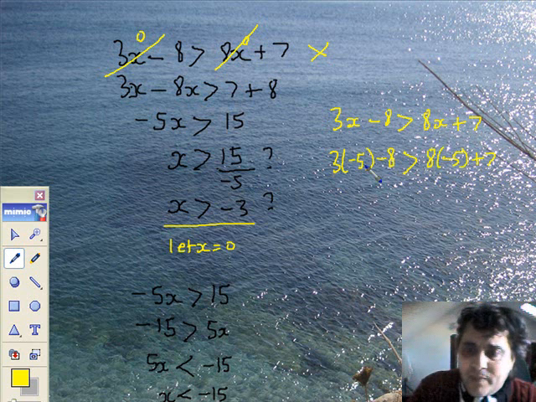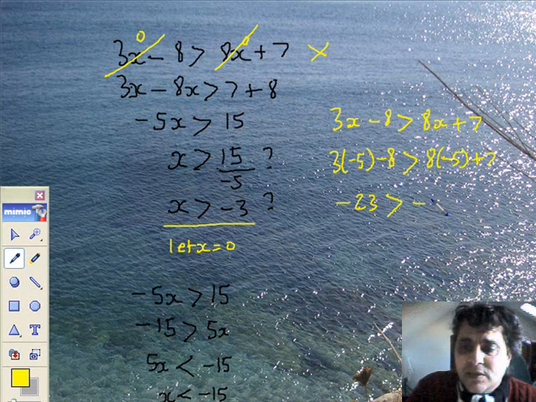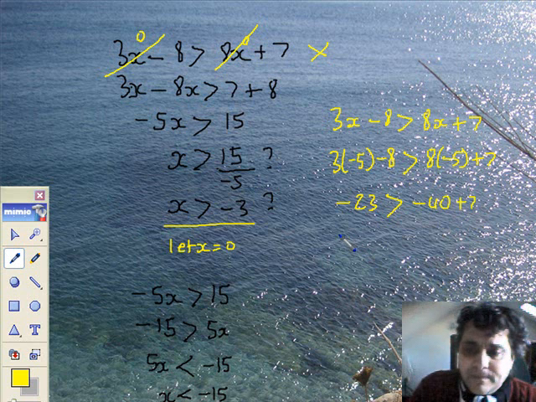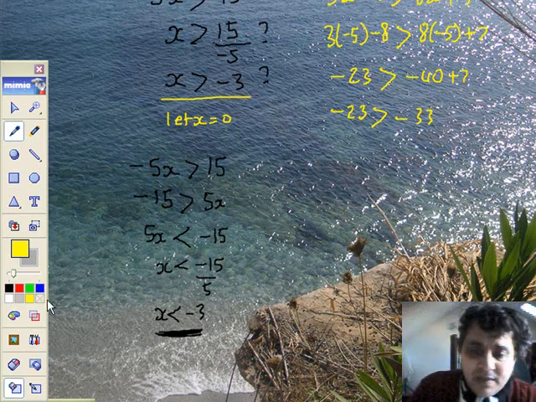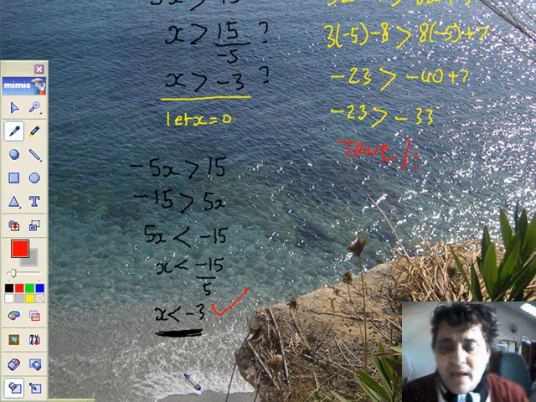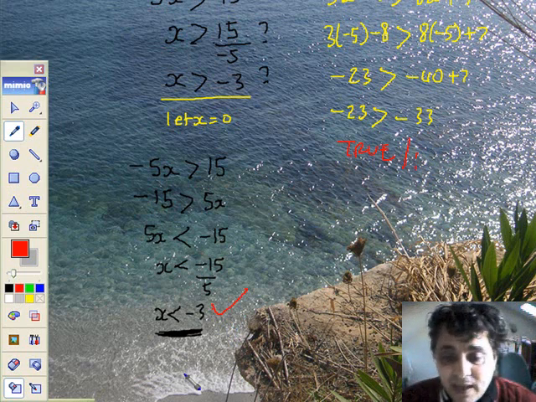Well, 3 minus 5s is minus 15. Minus 15 take away 8 is going to be minus 23. Bigger than, well, 8 5s are 40. So I've got minus 40 plus 7. So minus 23, it's got to be bigger than minus 40 plus 7, that's minus 33. And this statement is true. And if it's true, that means x has got to be less than minus 3, and therefore that solution is correct.